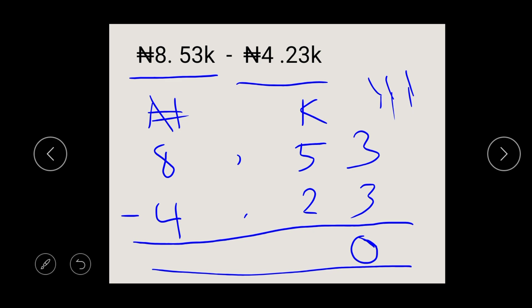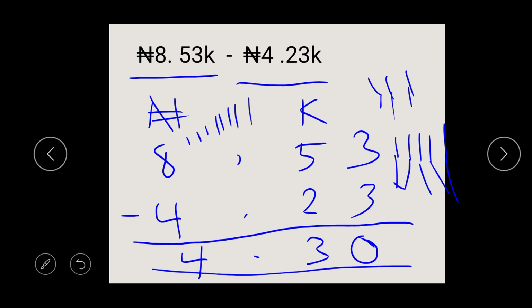5 minus 2 will give us 3. Are you wondering how we got 3? Now count 5 and remove 2. 1, 2, 3, 4, 5. Now remove 2. 1, 2. Count the remaining 1, 2, 3. Now dot. Now 8 minus 4 will give us 4. Are you wondering how we got 4? Count 8. 1, 2, 3, 4, 5, 6, 7, 8. Remove 4. 1, 2, 3, 4. Now count the remaining 1, 2, 3, 4. So 8 minus 4 will give us 4. So the answer is 4 Naira 30 Kobo.